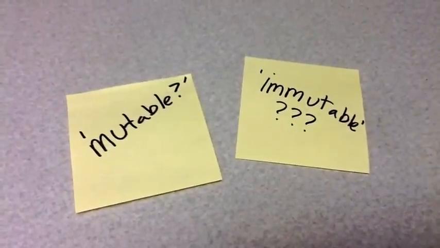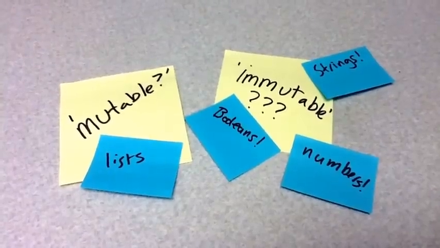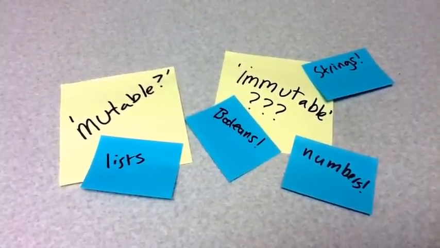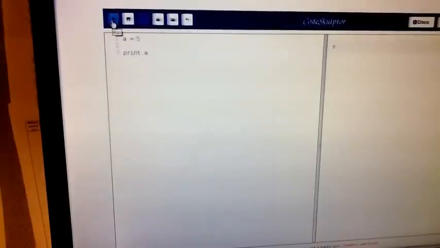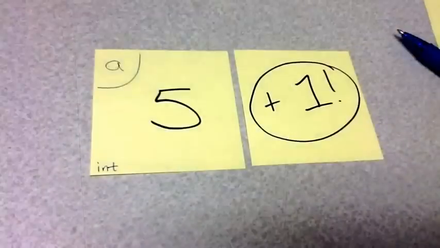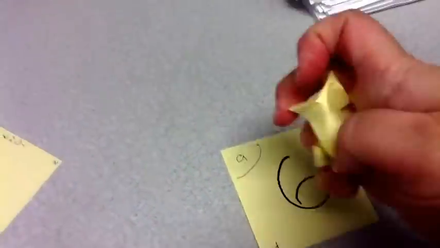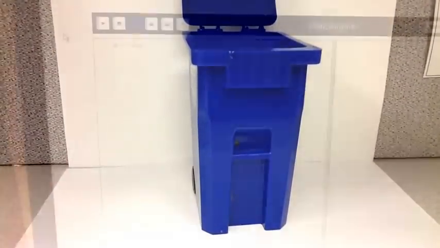Lists are mutable. Strings, numbers, and booleans are immutable, but they all change. Well, it's confusing, but let's look at it. Here we're assigning the variable a the value 5. Now we'll change a to 6 by adding 1. The 5 didn't mutate, we just reassigned a to be 6, and the 5 got thrown away.